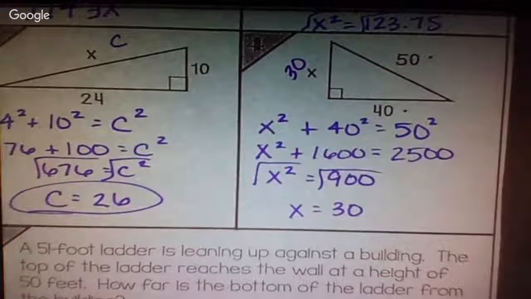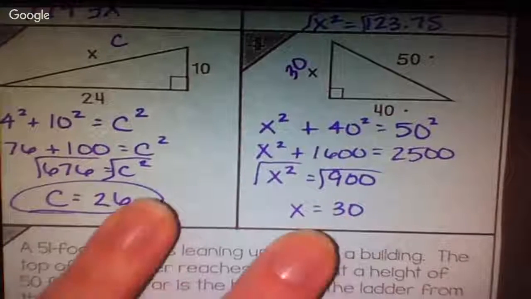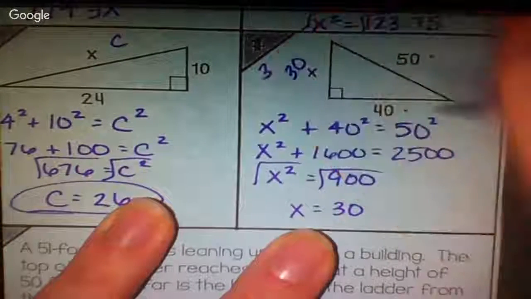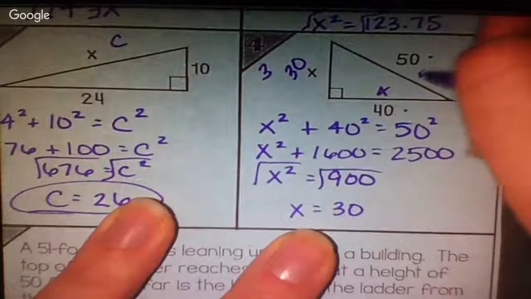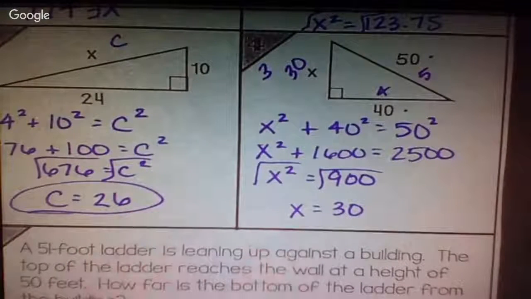Because I could divide each one of these by what? All 3 of these are divisible by what? 10. If I cut these all by 10, that's a 3, 4, 5 triangle. And that is a special right triangle. Why? It's just one of those, it always works no matter what. That's crazy.